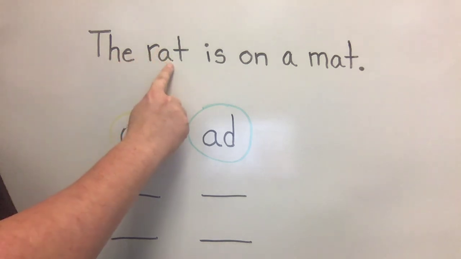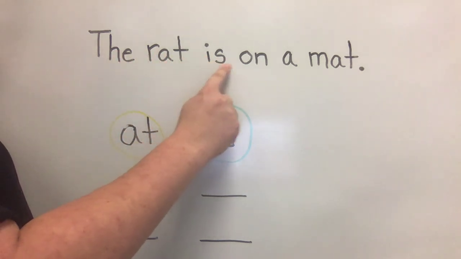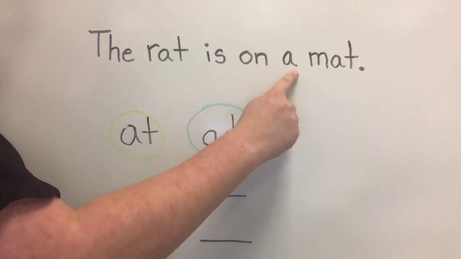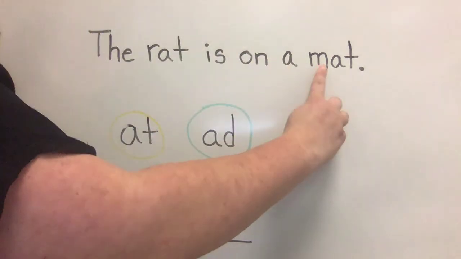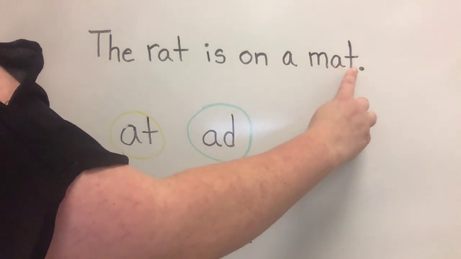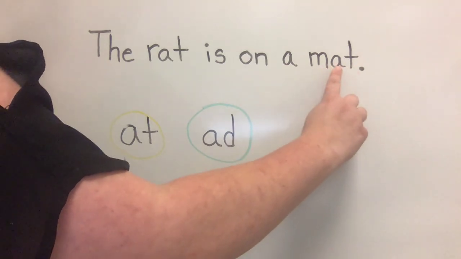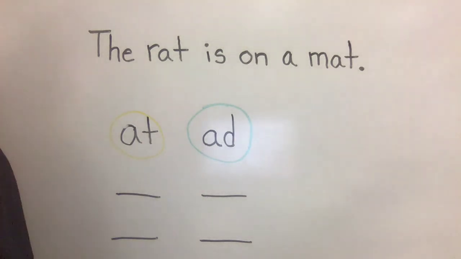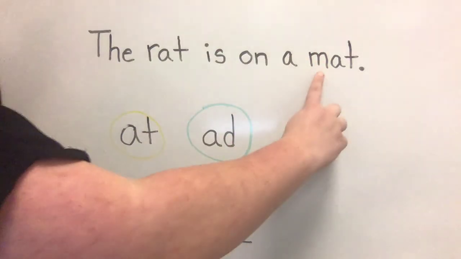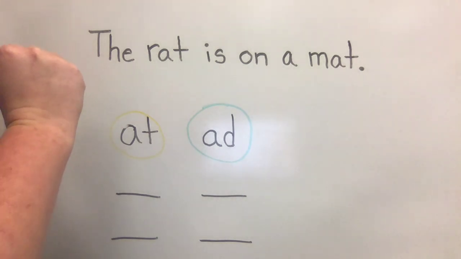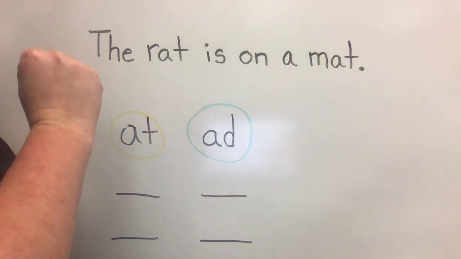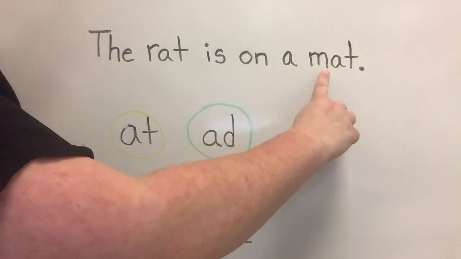The rat is on, I don't know this word. We need to sound it out. Let's do it together. At. At. Can you tap your paper, the letters on your paper that have the M and the A and the T? Go ahead. I want you to do it. At. Tap your paper. At.